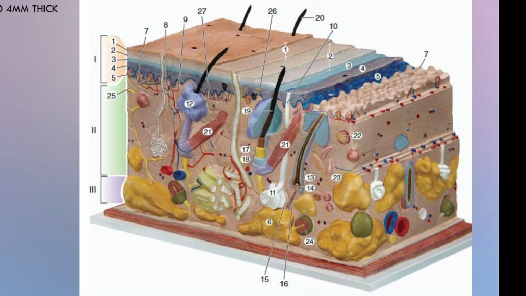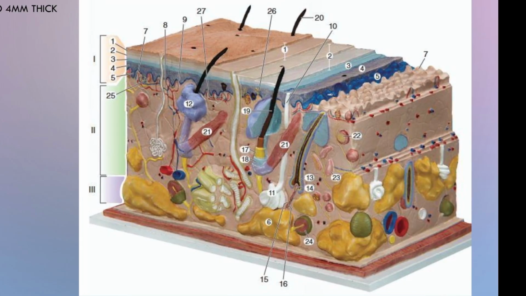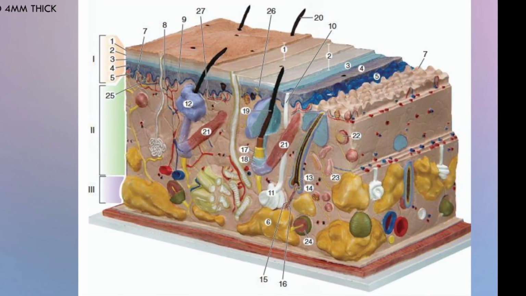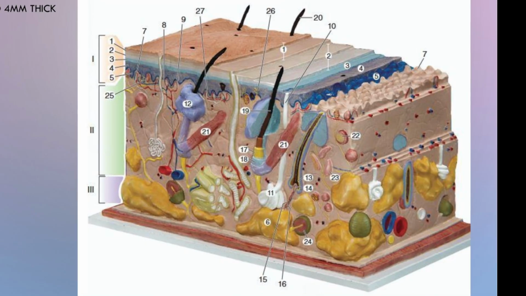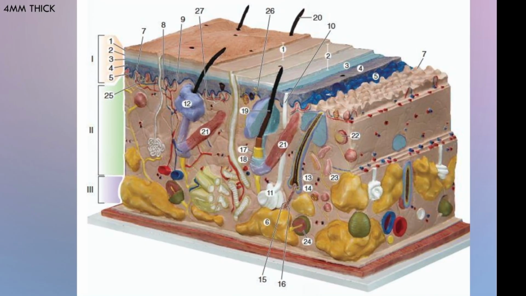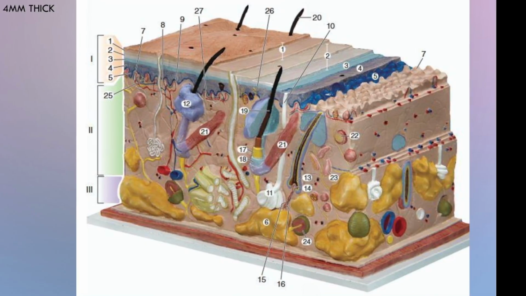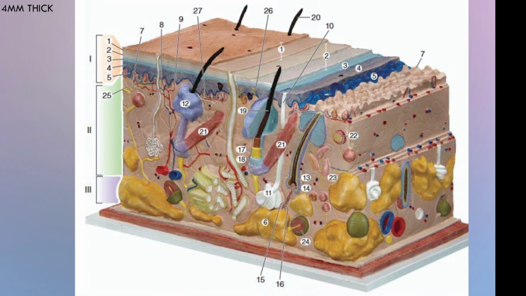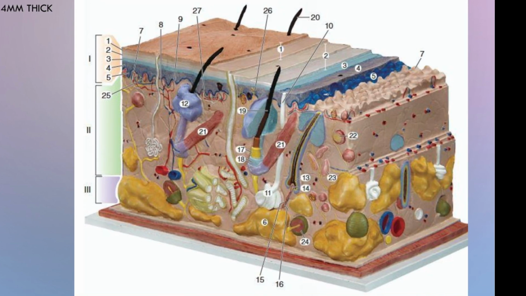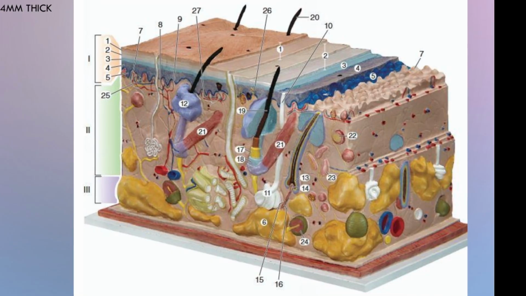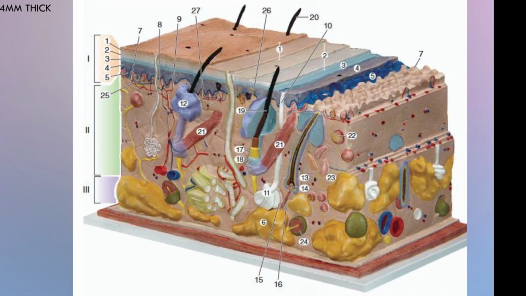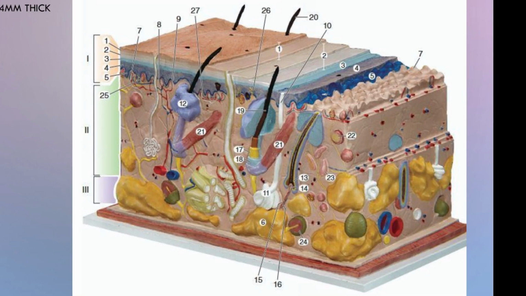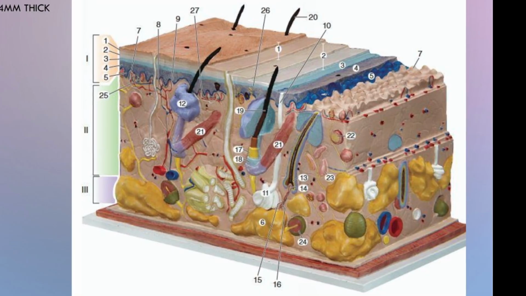Number 20 is your hair shaft. So this is going to be above the surface. So it's going to extend above the skin. So remember, root is below the surface, shaft is above the surface. Number 21 is your erector pili muscle. It's also called your hair erector muscle or arrector pili muscle. This is a small, smooth muscle attached to the hair follicle. When it contracts, it pulls the hair upright and produces goosebumps.